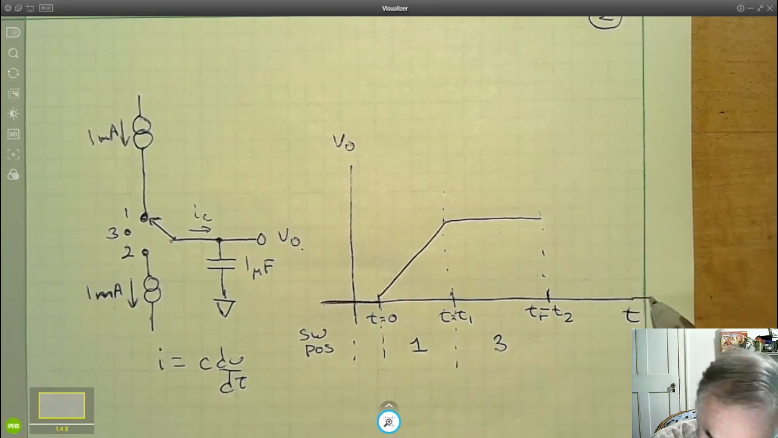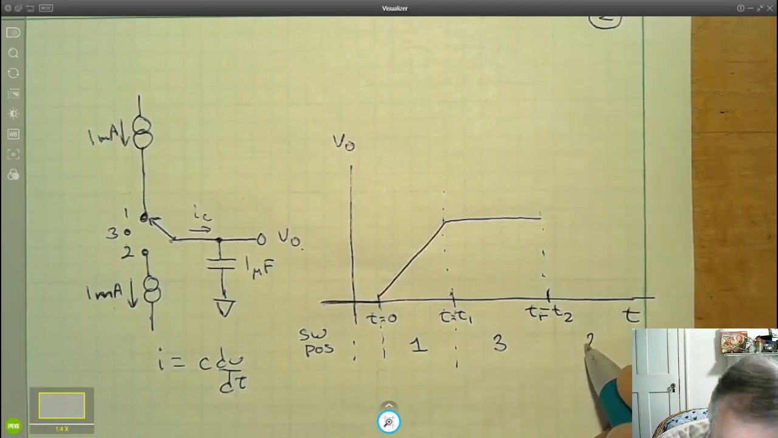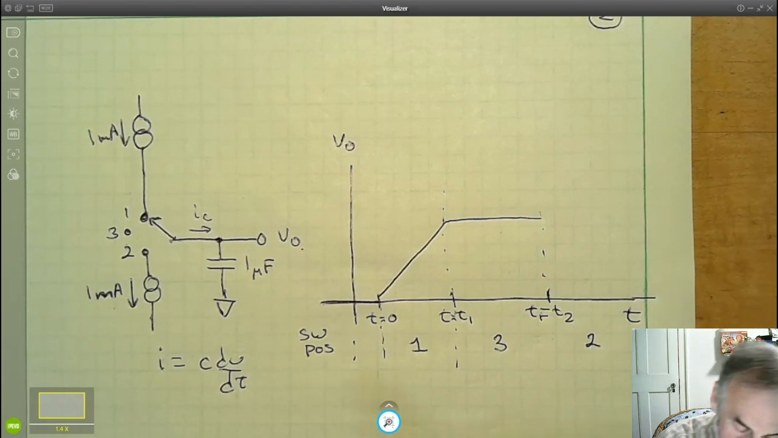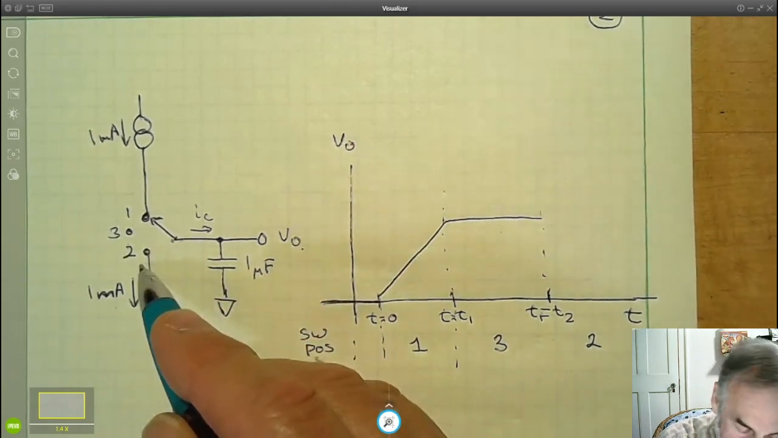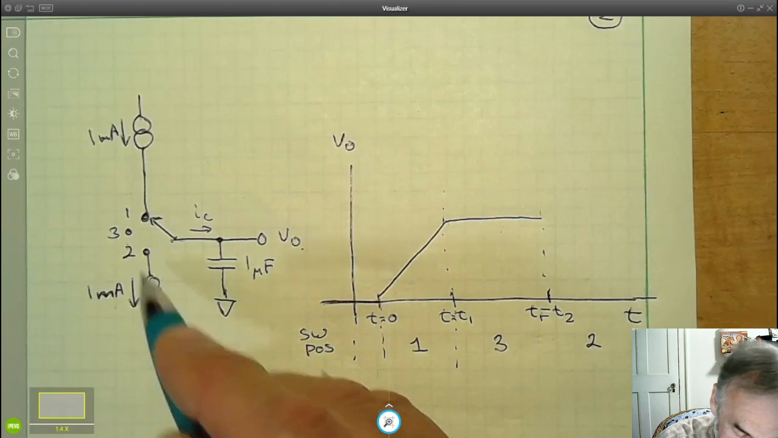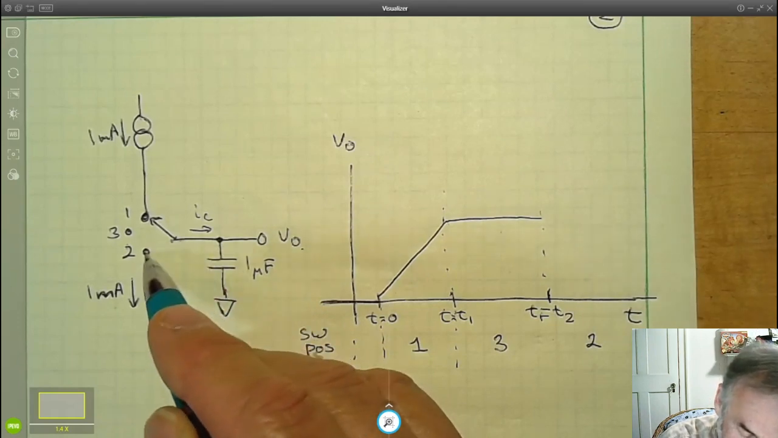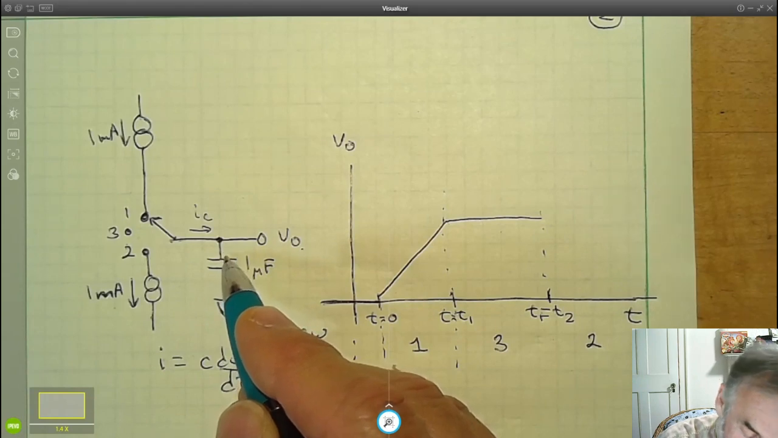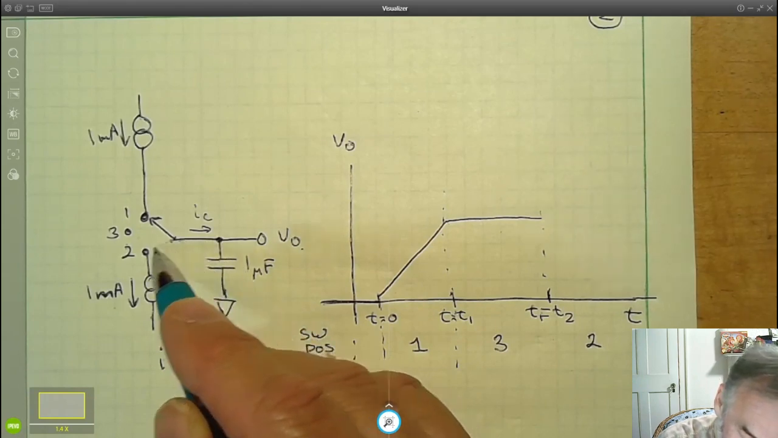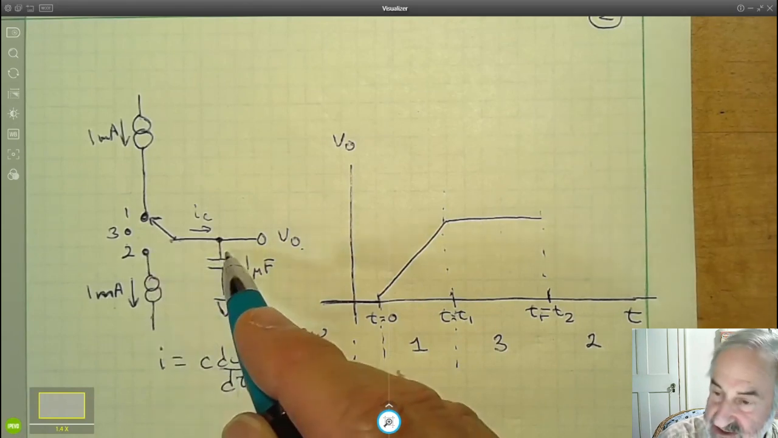And then finally, I'm going to move the switch to position 2 at time t2. So I'm going to move the switch down to here. 1 milliamp flows out of this node, which means current and charge gets pulled off the capacitor through the 1 milliamp current. This voltage has to decrease.